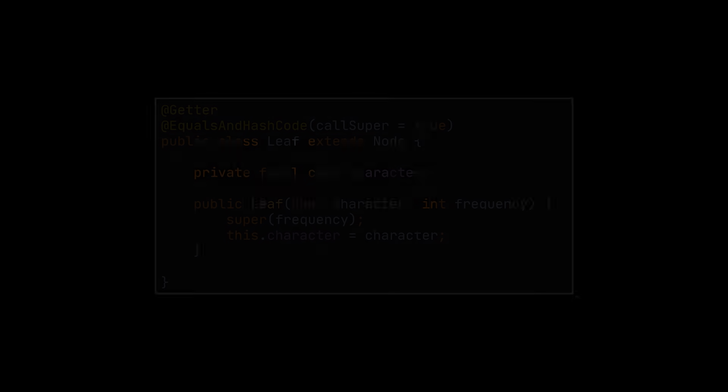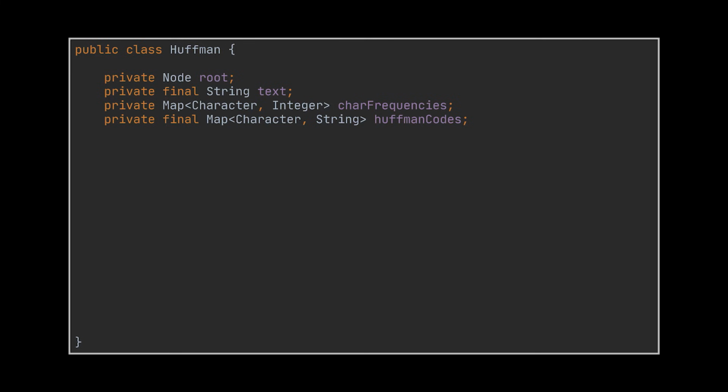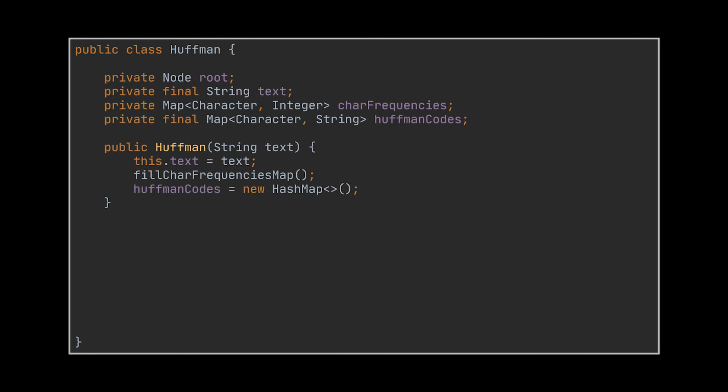Inside this class, we need to keep track of the original provided text to encode, of the frequencies of each character inside this text, of the tree we built using these frequencies represented by its root node, and of the Huffman codes we generated with the help of this tree. Okay, when a new instance of the Huffman class is created using the constructor, the first thing we need to do is retrieve the frequency of each character. This was done with the help of the fillCharFrequenciesMap helper method.